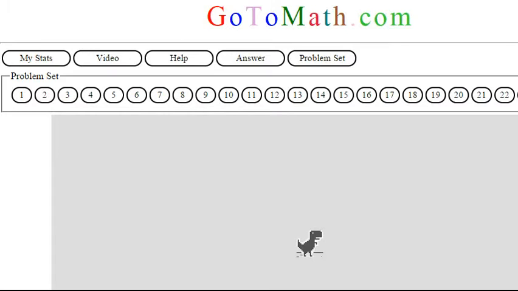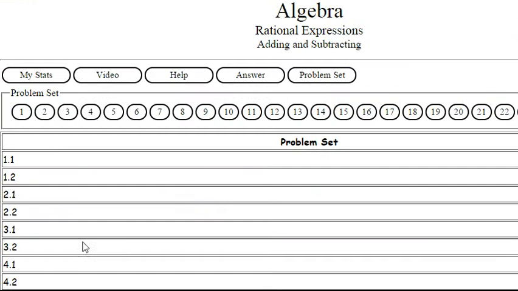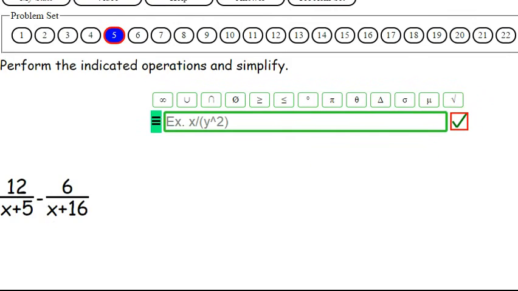Hey, we're over at GoToMath.com. Click on the algebra. Did you see there was an alligator down there? That wasn't an alligator, that was a T-Rex. I wonder why they have a T-Rex on there. I'm disconnected from the internet right now, so that's the reason that's showing up.